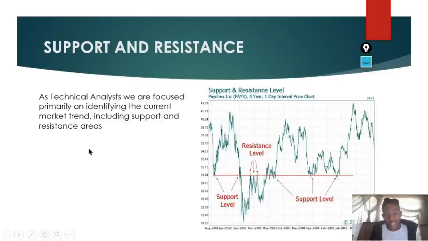I want you first to understand why we want to teach you support and resistance more effectively, because once you actually know how to use this, you're going to learn not only to enter, but where to exit too. Because as technical analysts, we are focused primarily on identifying the current market trend, including support and resistance areas. So once you master how to use support and resistance, you're going to learn how to exit, which is what most people overlook. Exiting a trade is one of the psychological factors.